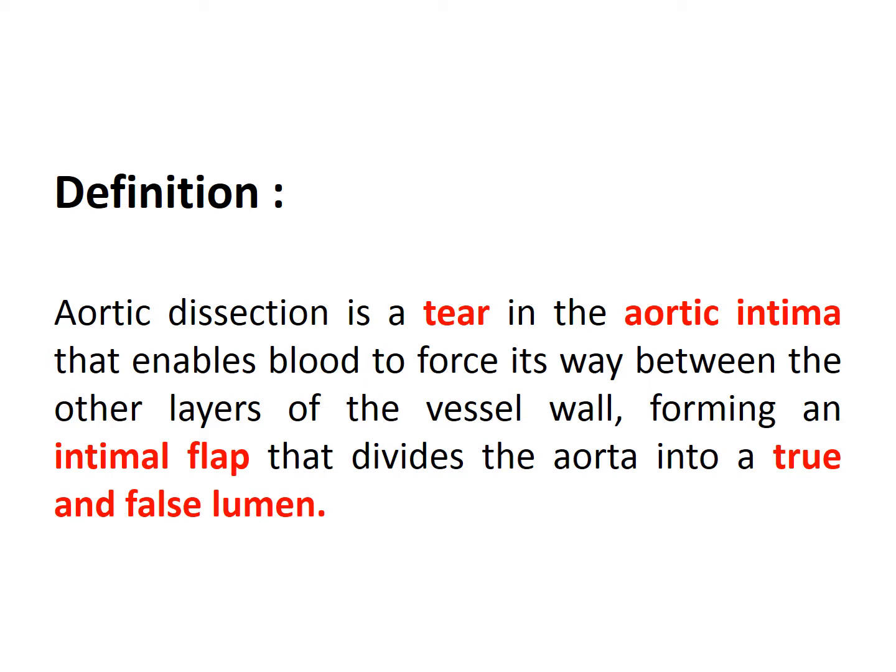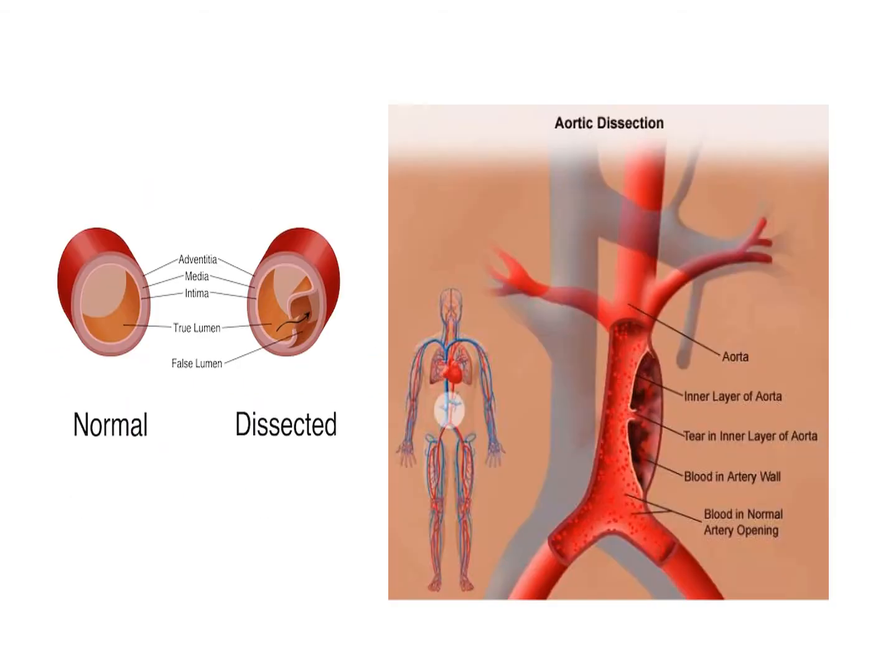By definition, aortic dissection is a tear in the aortic intima, and that enables the blood to force its way between the other layers of the vessel wall, forming an intimal flap that divides the aorta into a true and false lumen. There is a tear in the aortic intima, causing the presence of an intimal flap, which divides the aortic lumen into a true and false lumen.